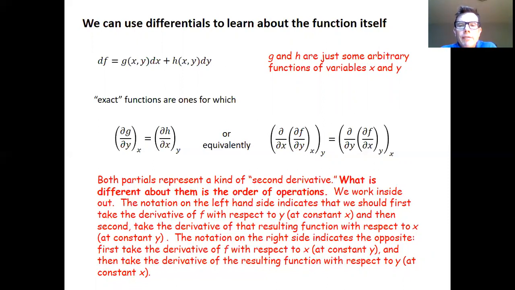In exact functions, you're evaluating a type of second derivative. You can see that they look like second derivatives. But what's different about them is the order of operations. We start from the inside out. So on the left-hand side, we're first going to take a derivative with respect to y, and then a derivative with respect to x. On the right-hand side, we're first going to take a derivative with respect to x, and then y. So exact functions are ones for which this is true.